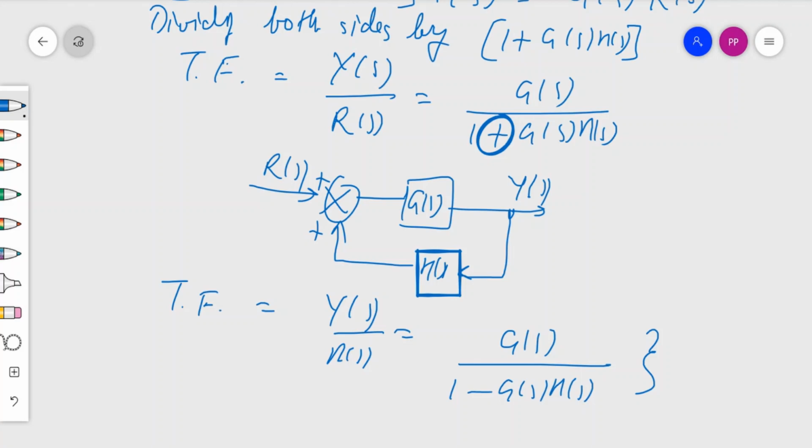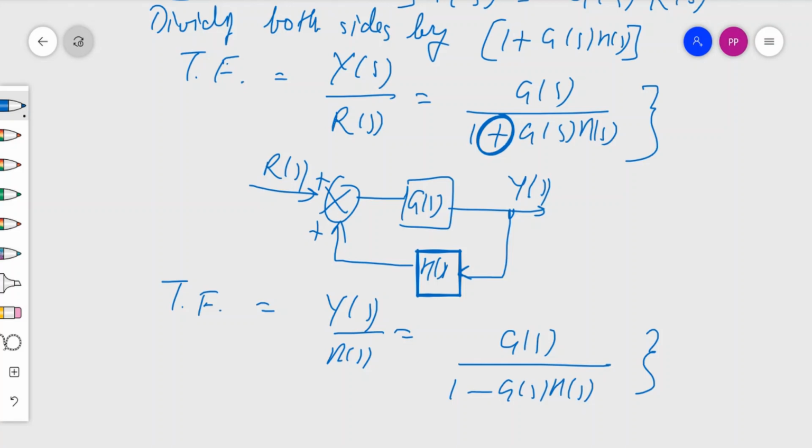But when we want to control a system, we need the negative feedback system where we have the transfer function as G(s) divided by 1 plus G(s)H(s). This is one of the most commonly used expressions in the control systems in linear system theory.